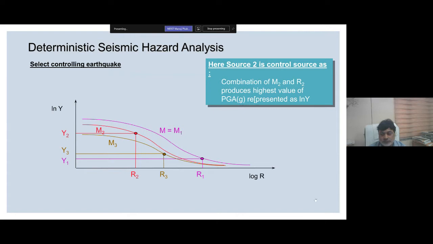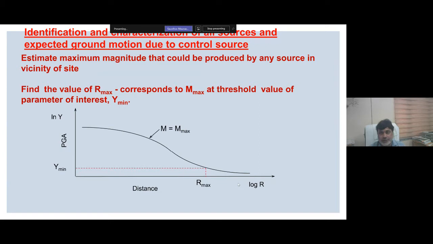So the identification and characterization of sources and the expected ground motion due to the control source is very tricky work, because you have to take a judicious approach. We estimate the maximum magnitude that could be produced by any source in the vicinity of the site, but it is very difficult to isolate which source is generating the maximum magnitude earthquake, which is actually the control source. So we find the value of R max corresponding to M max at the threshold value of the parameter of interest, that is the PGA. And we found that M is equal to M max. This was actually our target.